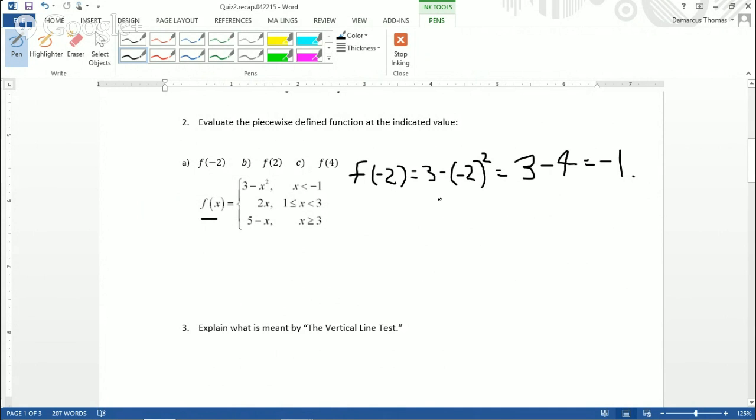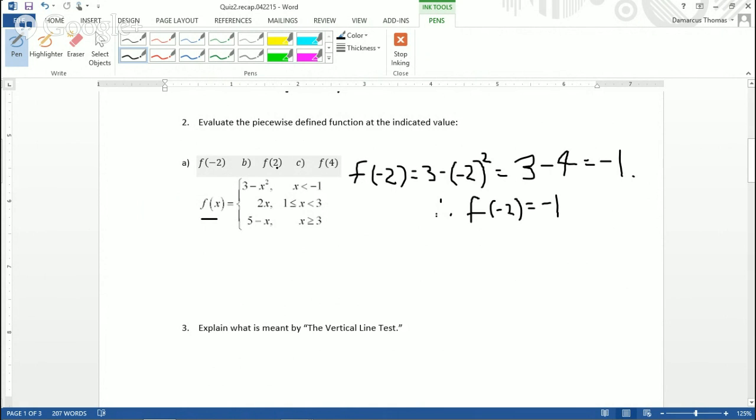So therefore, you can recap. It's always best to be as precise as possible. Because we wrote it out long, it's always good to come full circle and just say, therefore, f of negative 2 is negative 1. What would happen if we do f of 2?